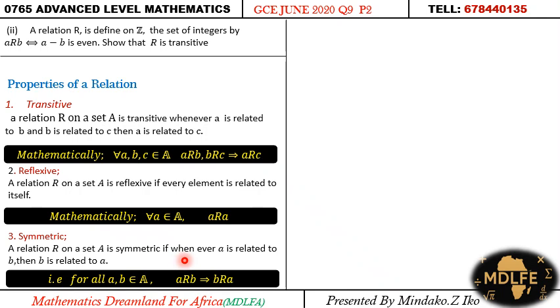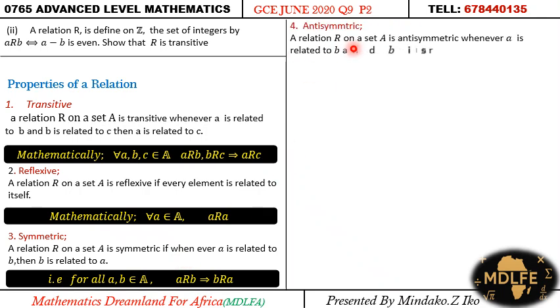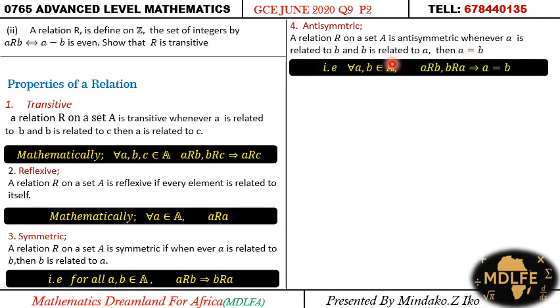Property 4 is antisymmetric. A relation R on a set A is antisymmetric whenever A is related to B and B is related to A, then it implies that A is equal to B. So if A is related to B and B is related to A, it therefore means that A is just equal to B. That is the antisymmetric property.